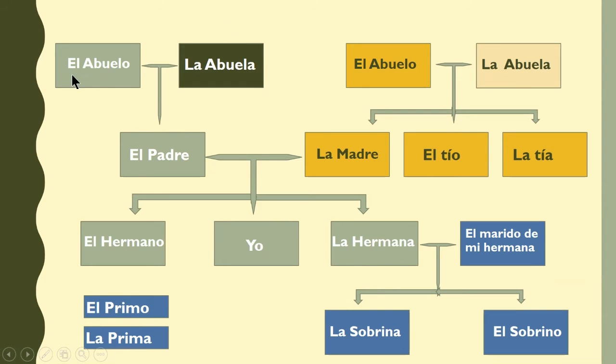Let me repeat. El abuelo, grandfather. Abuela, grandmother. Padre, father. Madre, mother. Tío, uncle. Tía, aunt. Hermano, brother. Hermana, sister. Sobrina, niece. Sobrino, nephew. Primo, prima, cousin. Male cousin, female cousin. Now let's move to the next family tree.